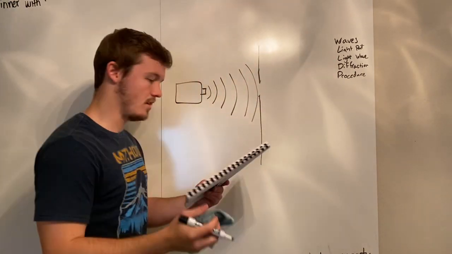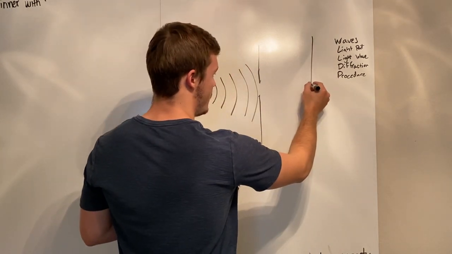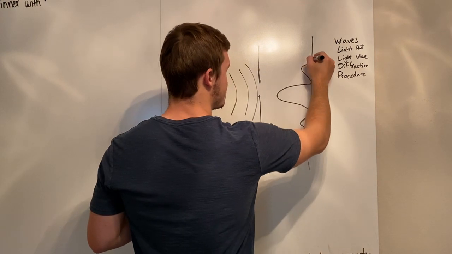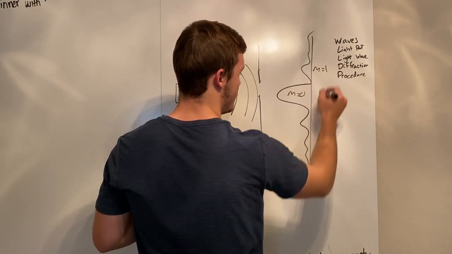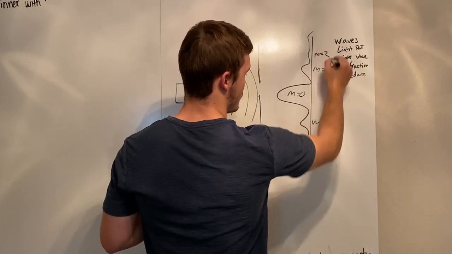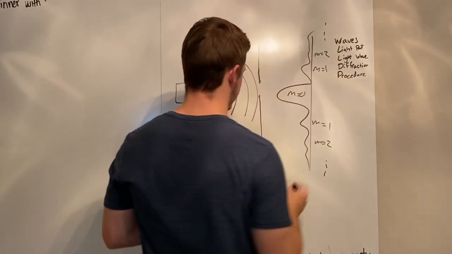And that is all. Oh, and the last thing I'll say about this one is that we label the peaks the same way. This is the m equals 0 peak at the center. This is m equals 1, m equals 1 down here. This would be m equals 2, even though it's small. M equals 2, and so on.